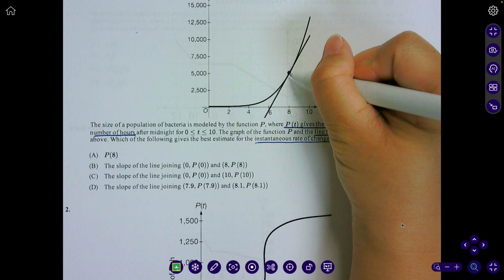So what I want to know is, here's my point. That is the point at A. What is the slope right here? Well, if I were to look at the slope, this is not the slope. That's the y value. So this is out. This is the y value at x equals 8.